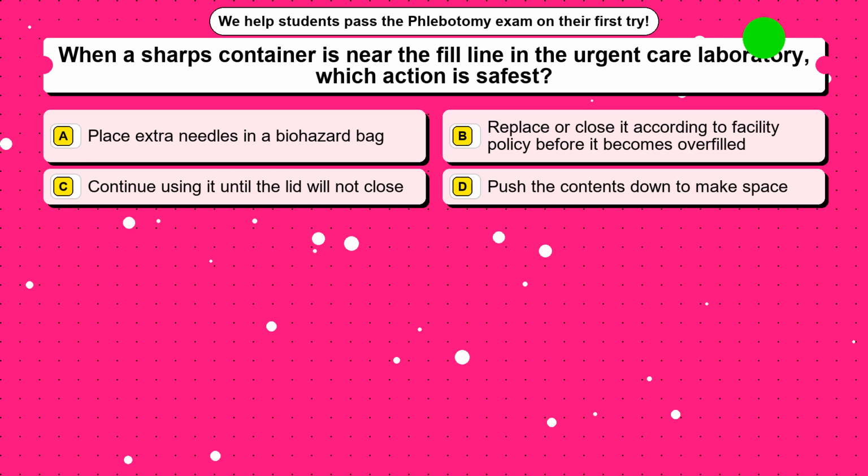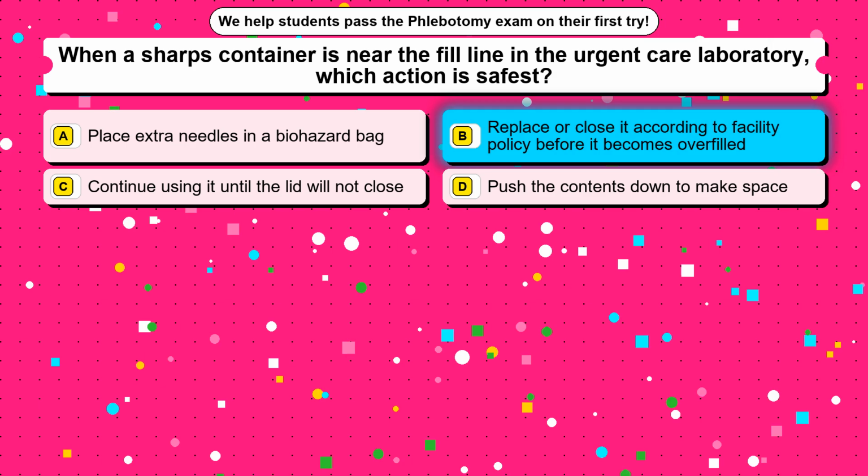Question 9. When a sharps container is near the fill line in the urgent care laboratory, which action is safest? Option A. Place extra needles in a biohazard bag. Option B. Replace or close it according to facility policy before it becomes overfilled. Option C. Continue using it until the lid will not close. Option D. Push the contents down to make space.